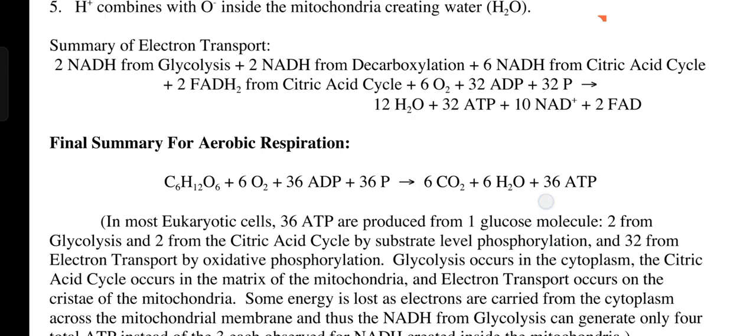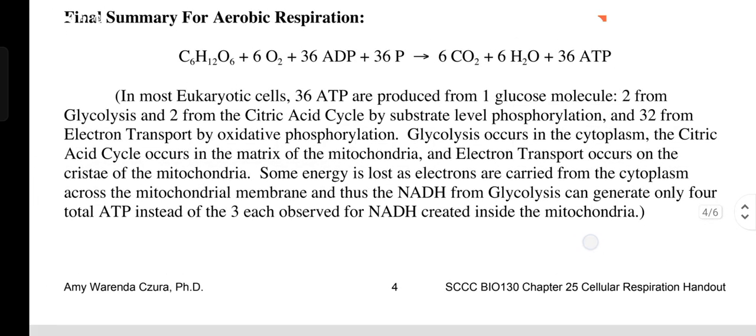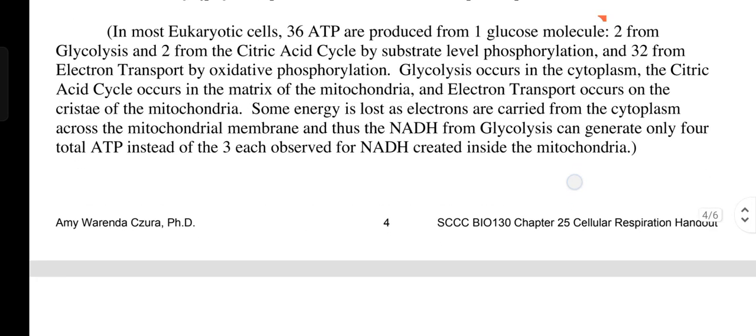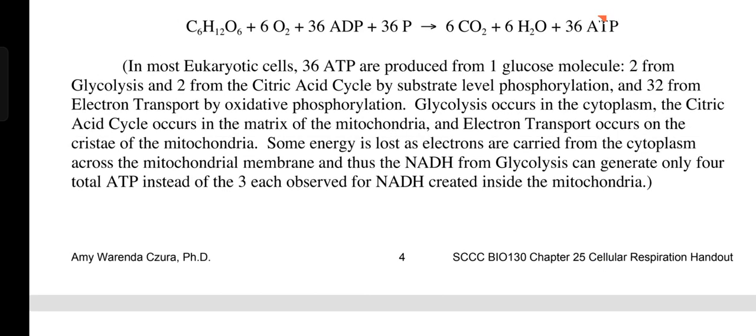Final summary for aerobic respiration: C6H12O6 plus 6 O2 plus 36 ADP plus 36 P equals 6 CO2 plus 6 H2O plus 36 ATP. In most eukaryotic cells, 36 ATP are produced from one glucose molecule: 2 from glycolysis and 2 from the citric acid cycle by substrate level phosphorylation, and 32 from electron transport by oxidative phosphorylation.